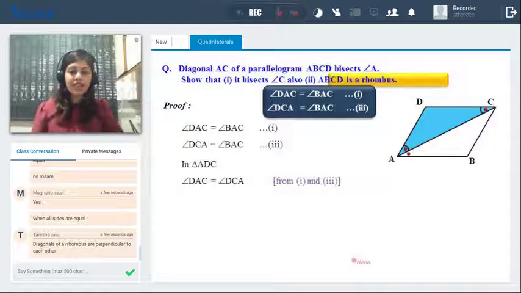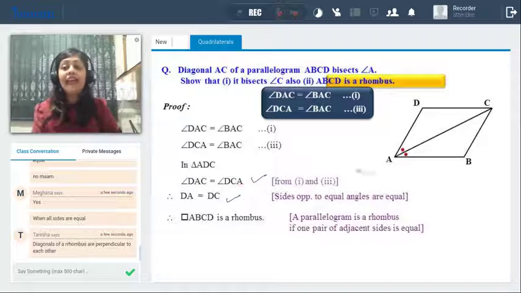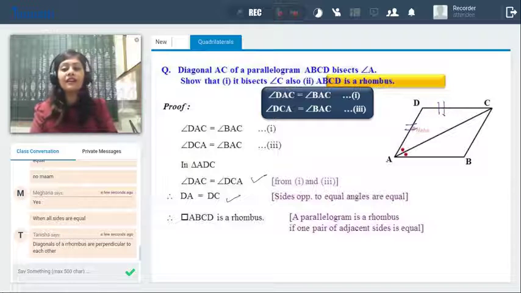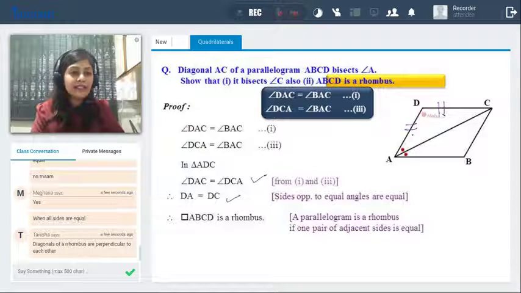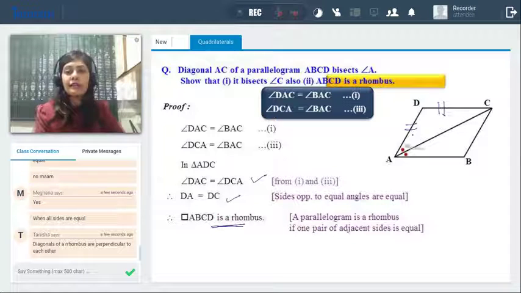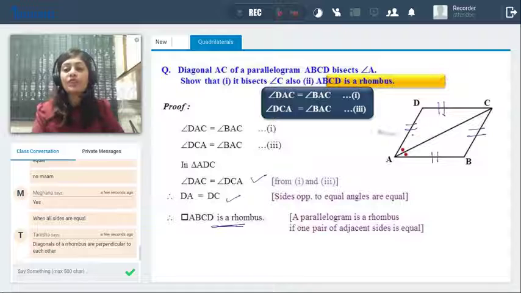So pay attention, students. Now, since the two angles are congruent to each other, I can say AD is equal to DC. We have already seen that. And since now AD and DC become equal to each other, a pair of adjacent sides of a parallelogram are equal. So I can safely say it's a rhombus. Because if AD is equal to CD, we also know that AD is equal to BC. We also know that CD is equal to AB, and hence all sides will become equal to each other.